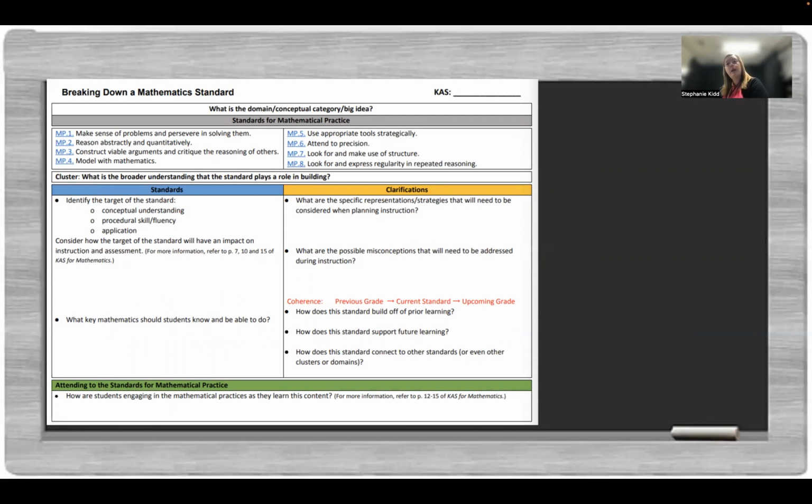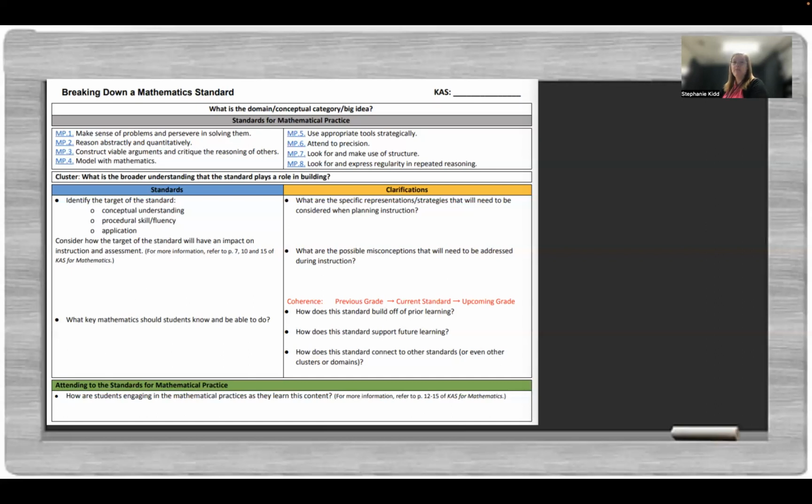Now, I like to do the backward approach and create the assessment first, and then think about all the things that the student needs to do to be able to complete the assessment with 100%. And then what key mathematics should the student know and be able to do? Again, if I'm doing the backward approach and I've created the assessment that goes with that standard, then I know all the things that my students should have to be able to do to get to that assessment with 100%.